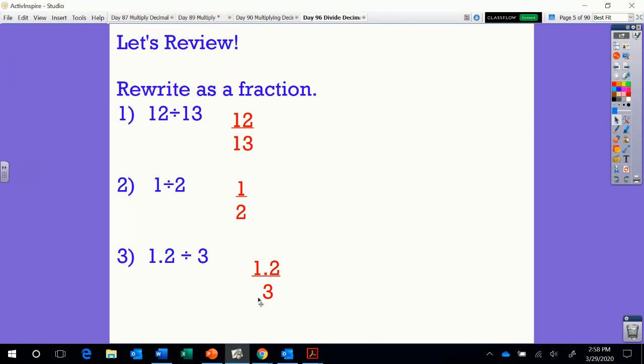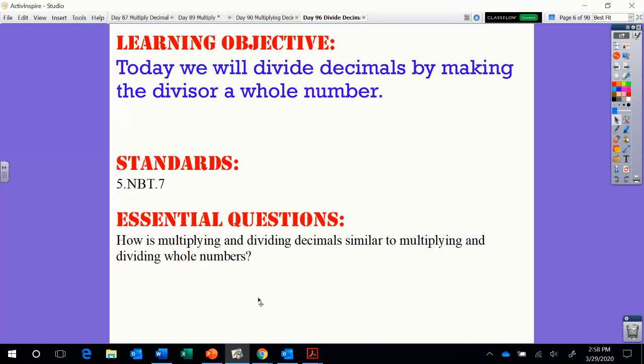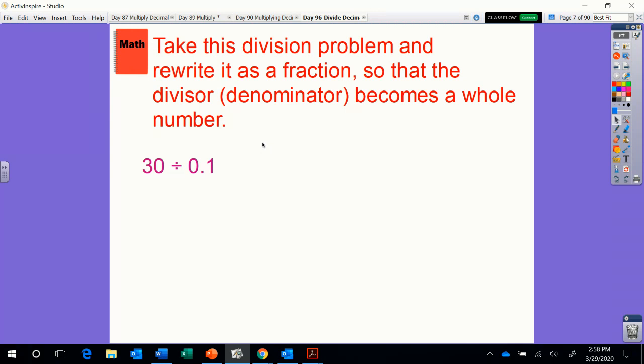Okay, so that's a little review skill that we're going to need to make sure we use this lesson. So our objective, we're going to divide decimals by making the divisor a whole number. So the divisor, that's the number that is going into what we're dividing. So let's look at this. This is on page 296. Take this division problem and rewrite it as a fraction so that the divisor, the denominator, becomes a whole number.